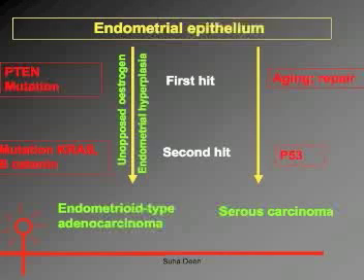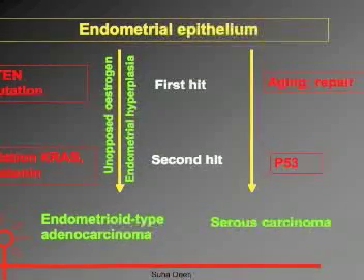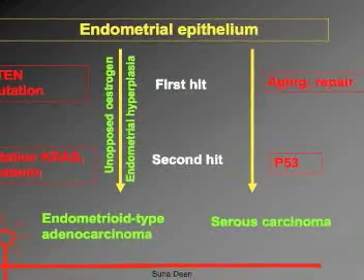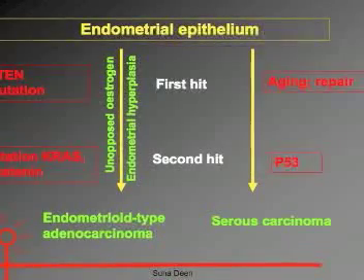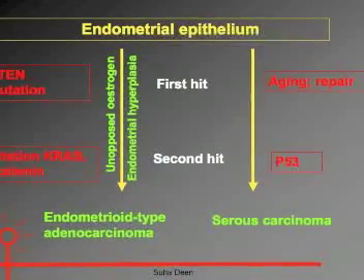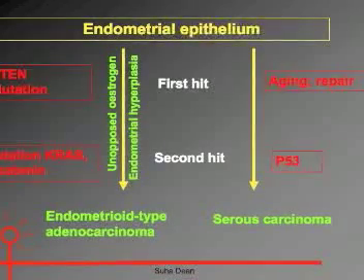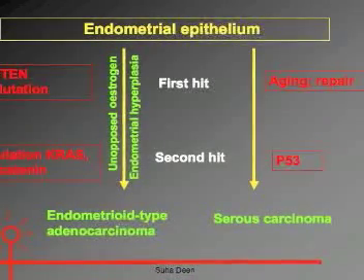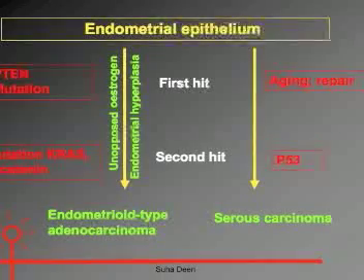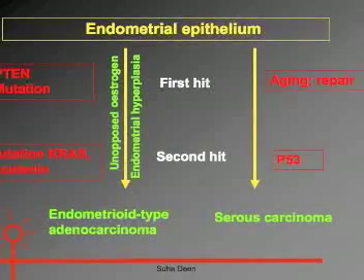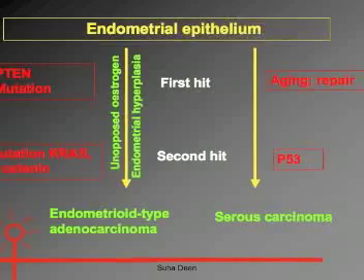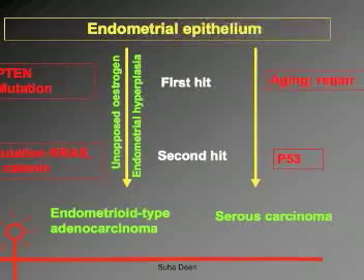In contrast to serous carcinoma, serous carcinoma is a high-grade aggressive tumor. It occurs on a background of repair of surface epithelium of the endometrium. With aging, with repair, that will cause the first damage to the epithelium, predisposing it to another hit of P53 mutation, and that will lead to serous carcinoma.